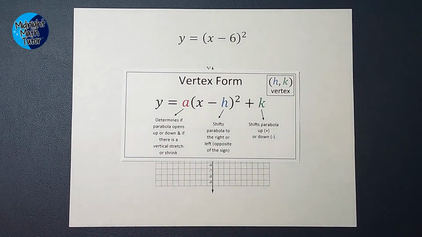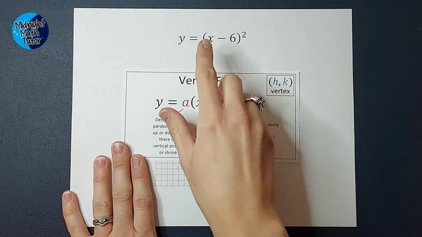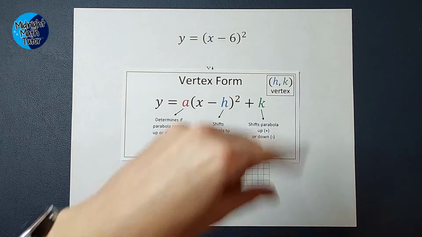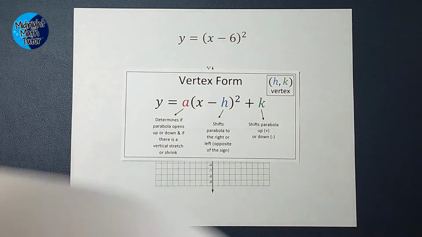This doesn't apply to this problem because I don't have a number besides 1 out front. There really is a 1 there. If you do want to see a video where I do one with a number there, I will link a video in the corner. I do just want to show you really quickly how a number there affects a graph.